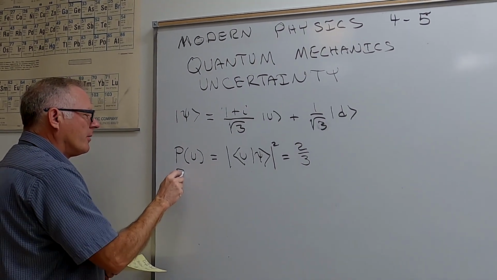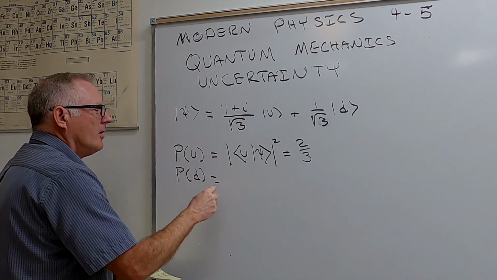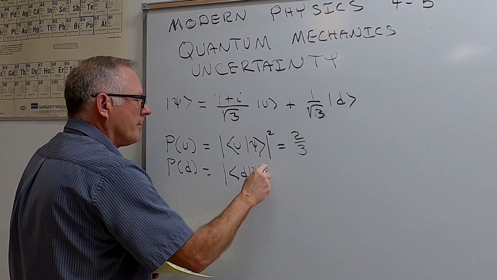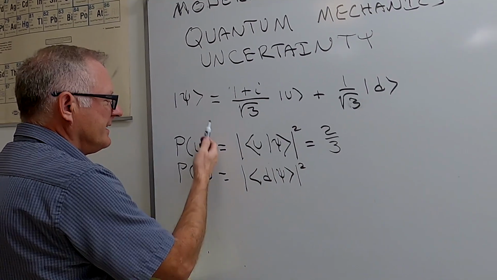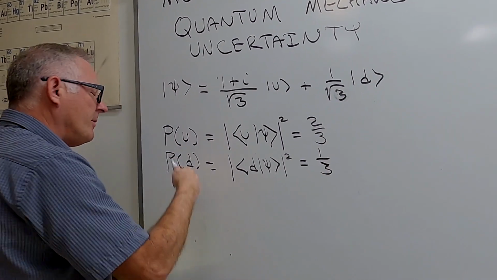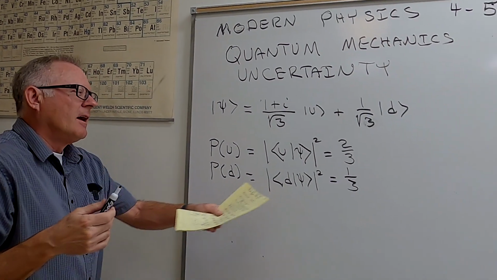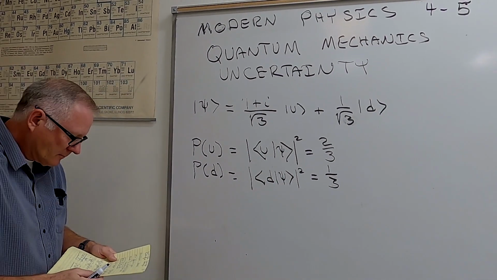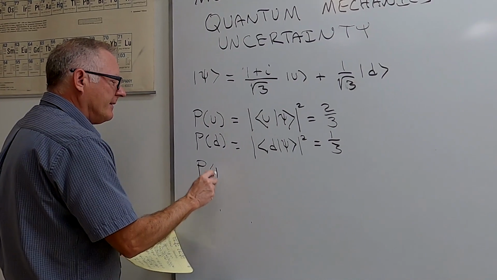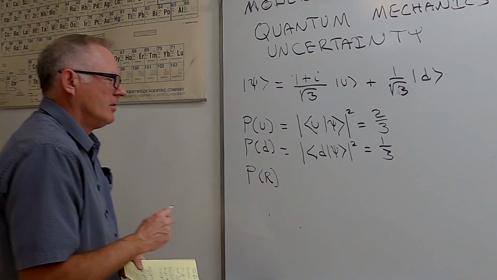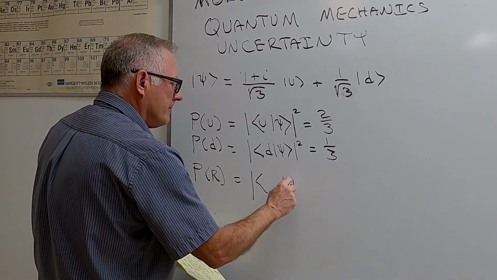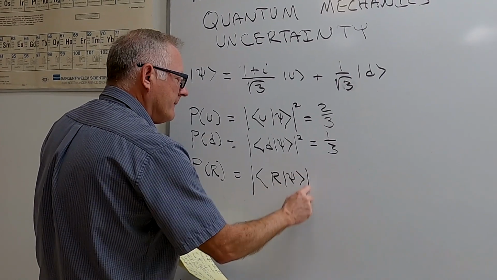Okay, and then if we wanted to get the probability of being down, again, we could do it with a down and a psi squared. But we already know what it is because it's just this squared, which is 1/3. And since it has to be one or the other, it has to add up to 1. Okay, well, let's say we want to get the probability of getting a right. So what do we want to do? We want to start out with our psi, and we want to get right squared.